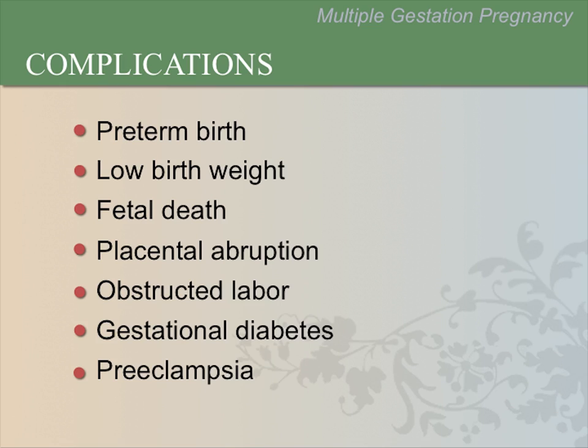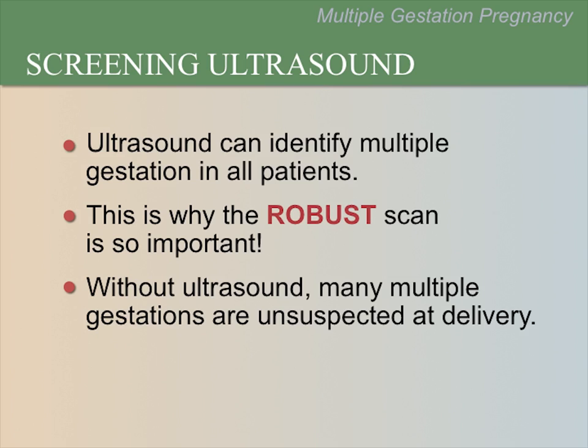Placental abruption. This is a condition in which the placenta prematurely separates from the uterus and causes bleeding. It can occur in the 2nd or 3rd trimester or after the delivery of the first baby. Obstructed labor. This is a condition in which 1 or both twins can become stuck in the birth canal during delivery. Multiple gestations should be delivered in the hospital in case cesarean section is necessary. In addition, there is a higher risk of developing gestational diabetes and preeclampsia, which can affect the health of the fetuses and mother. Ultrasound can identify all patients with multiple gestation.